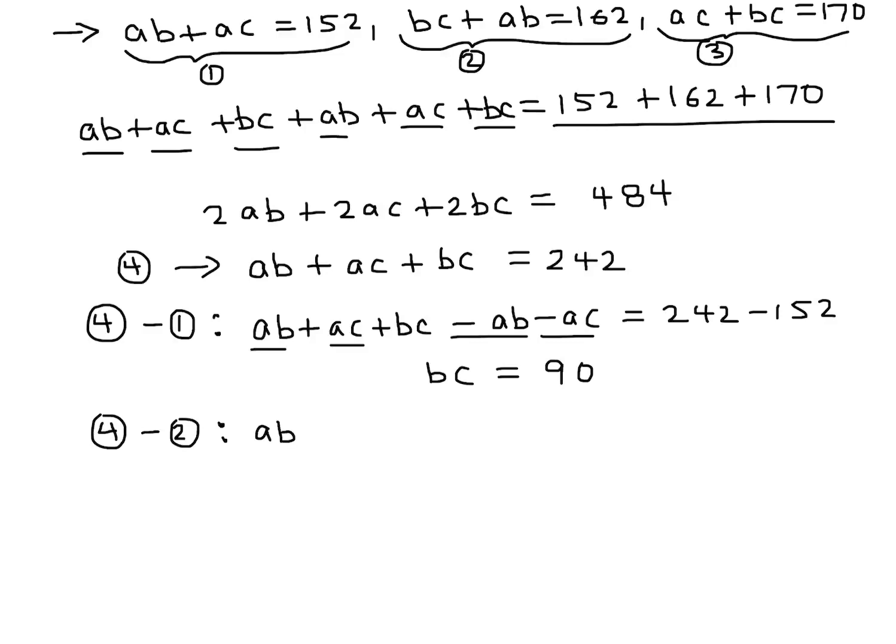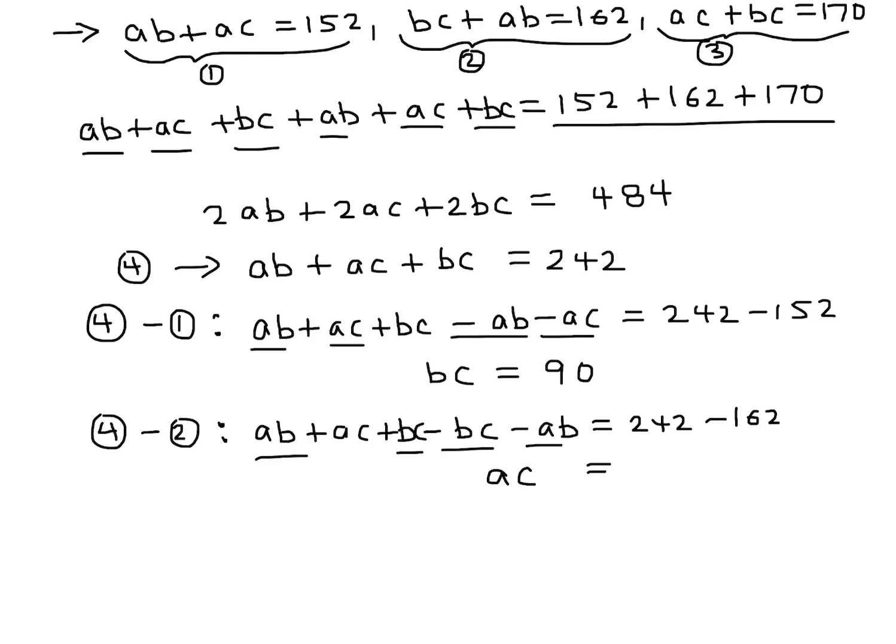So again, we got AB plus AC plus BC minus 2, which was BC minus AB. And then the number part becomes 242 minus 162 this time. So the ABs go, and I think I forgot the BC again. BCs go, so now that we're just left with AC is equal to 242 minus 162, which is 80.